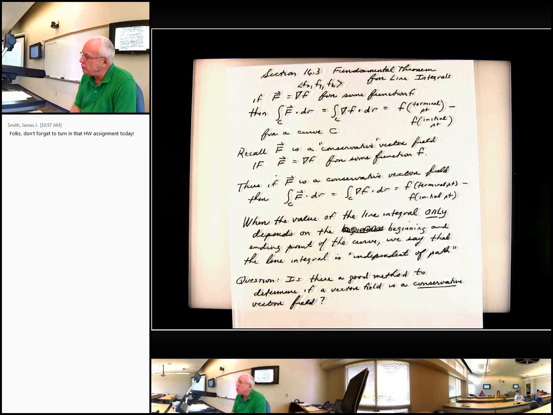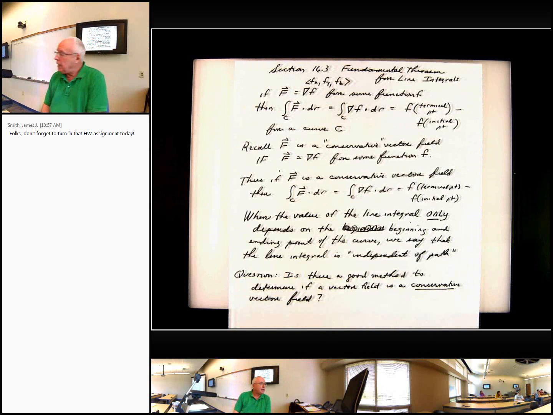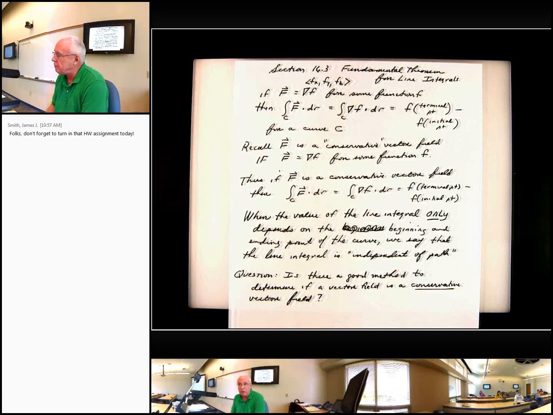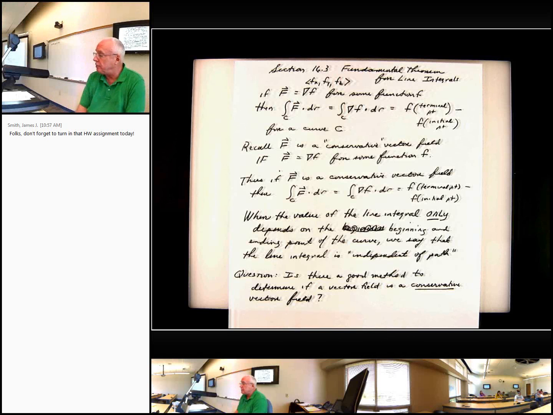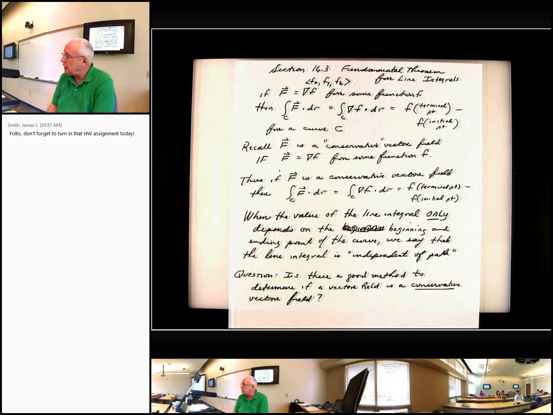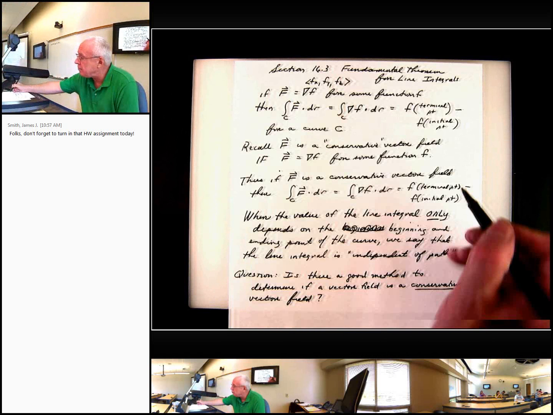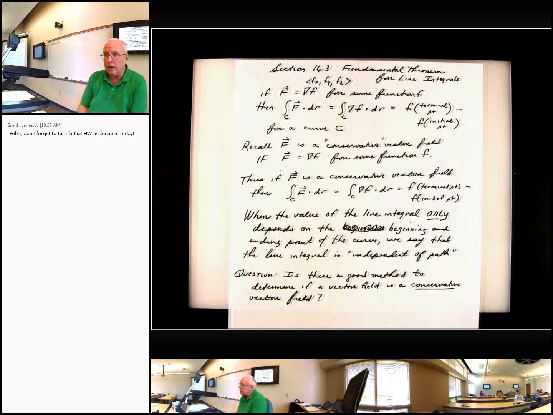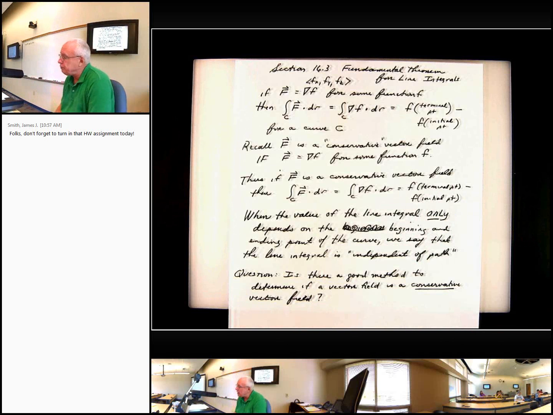And recall our definition of a conservative vector field here. Capital F is a conservative vector field if it equals the gradient of some function, for some function f. So therefore we can conclude that if it is a conservative vector field and thus equals the gradient of some function f, then we can just evaluate that little f function at the terminal point minus the initial point and get the value of our line integral.